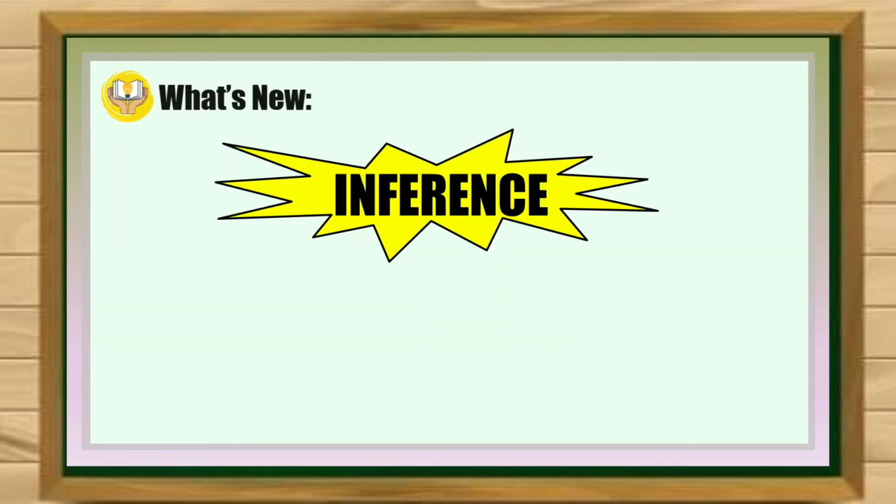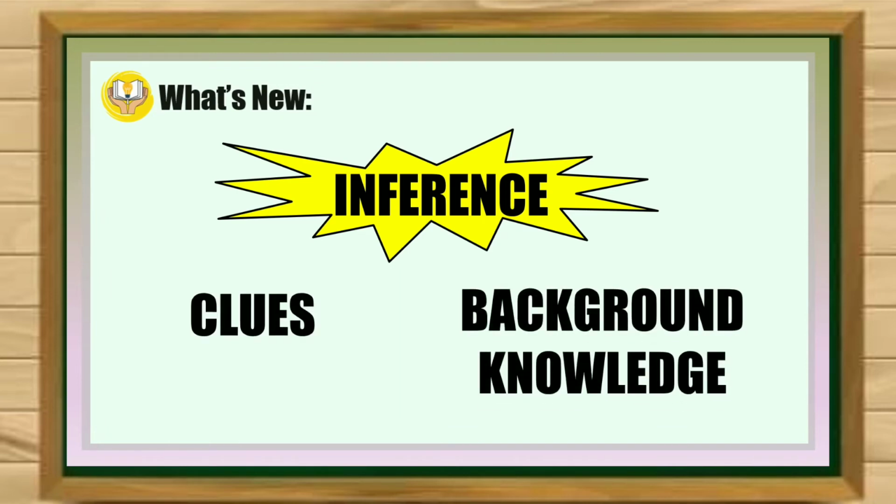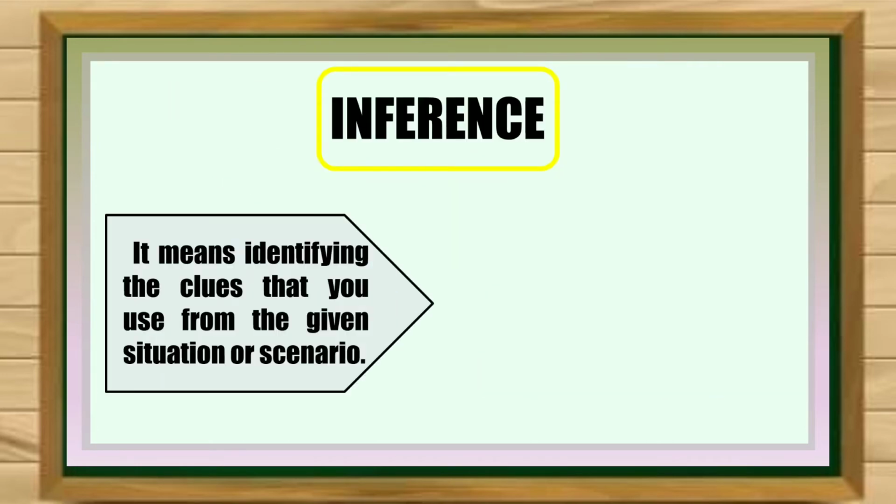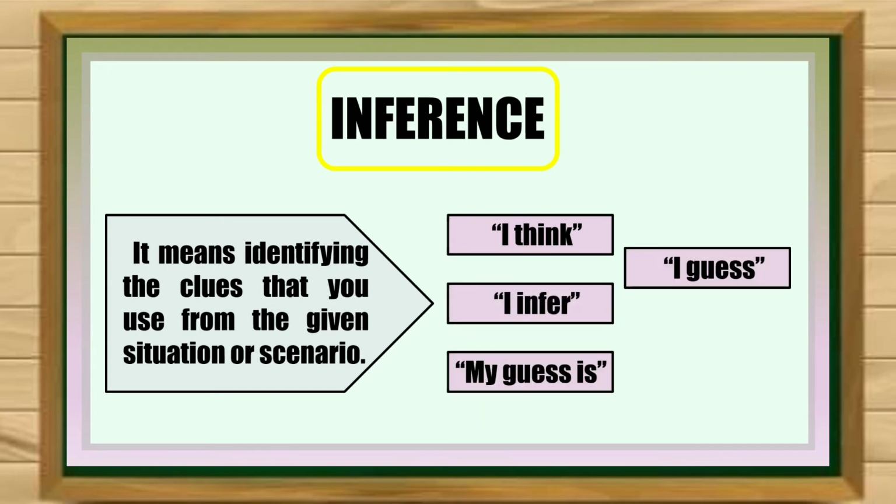What is an inference? We make inferences when we use clues and background knowledge, or stuff we already know, to draw conclusions. It is an educated guess about what is happening. Making an inference means identifying the clues that you use from the given situation or scenario. Sometimes, you use clues from the story to figure out something that the author doesn't tell you. You may use phrases to state your inference, like, I think, I infer, my guess is, or I guess, and maybe.